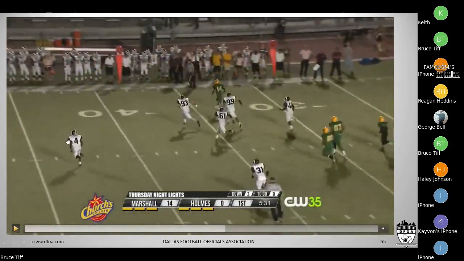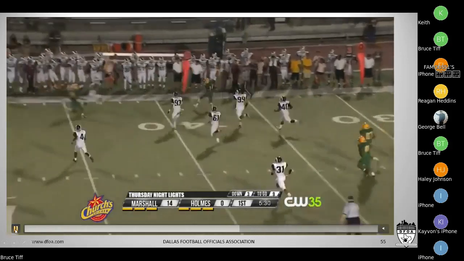Okay, so I think this one's going to happen. Number 4 down here, that looks like the A43, is going to be the one who gets kind of blown up here, and this would be an illegal blindside block.